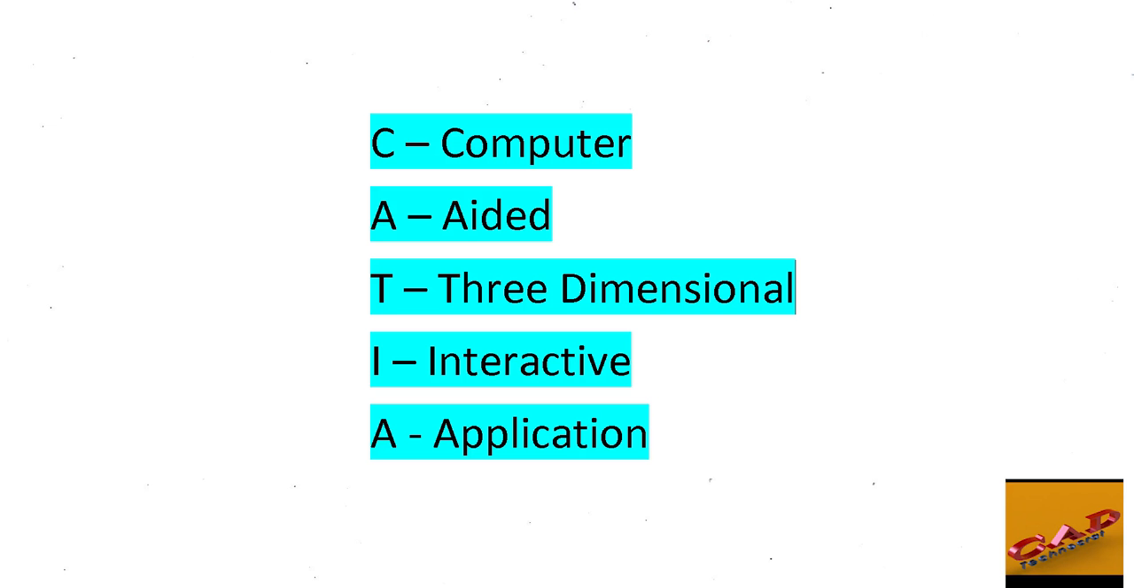So let's talk about the meaning of CATIA. Actually, it is a Computer Aided Three-dimensional Interactive Application. In the word CATIA, C is for computer, A for aided, T for three-dimensional, I for interactive and A for application. In short, it is called CATIA.